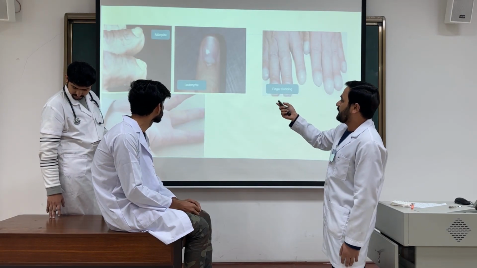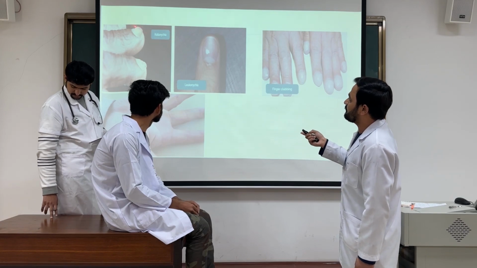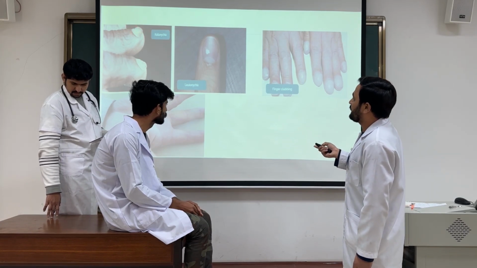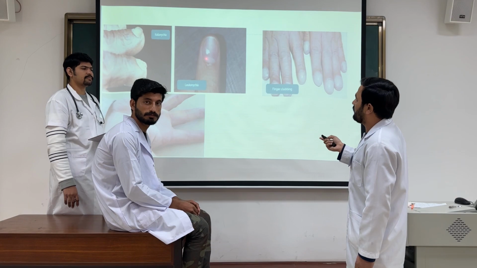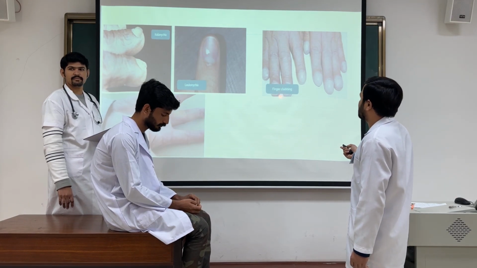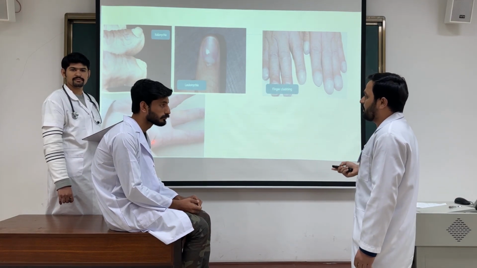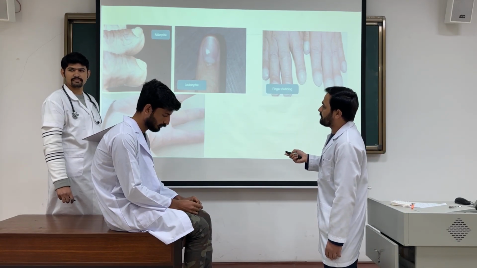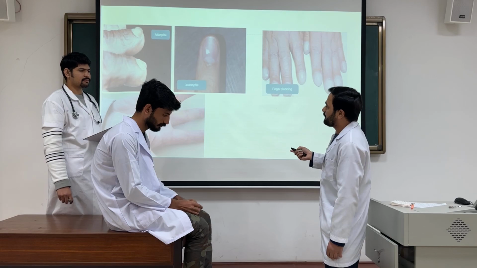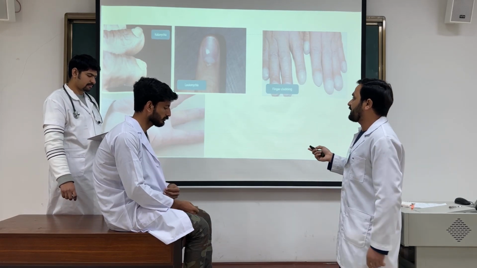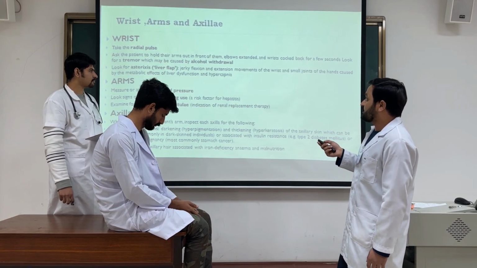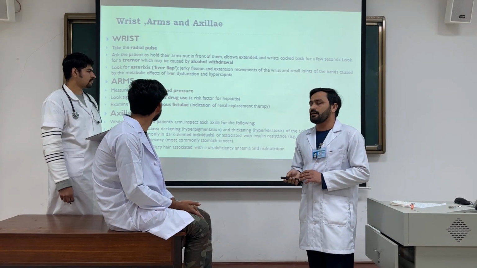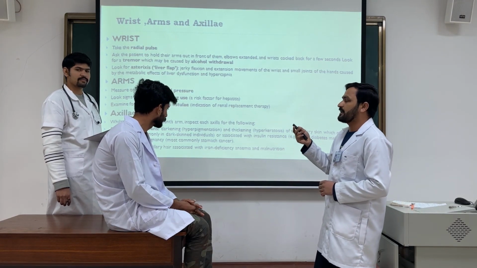After the hand, here you will see koilonychia, meaning spoon-shaped nail, and leuconychia, meaning white nail. And here we see finger clubbing, and Dupuytren's contracture, meaning there is a thickening of fascia between the little finger and the ring finger. After examining the hand, we will go to the wrist, arm, and axilla.